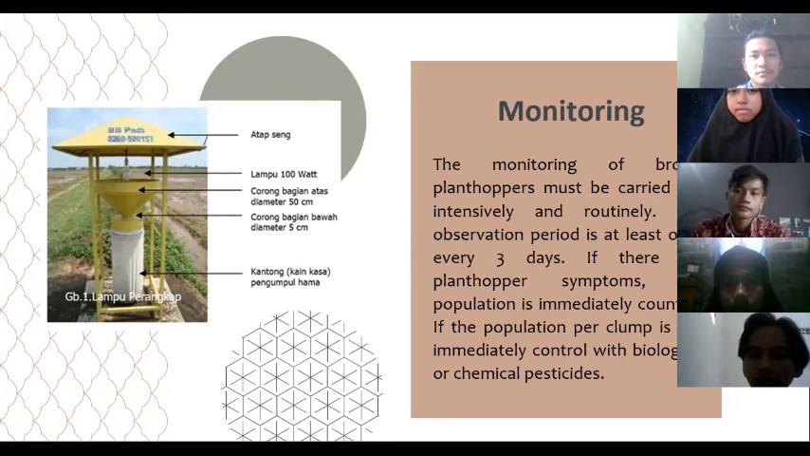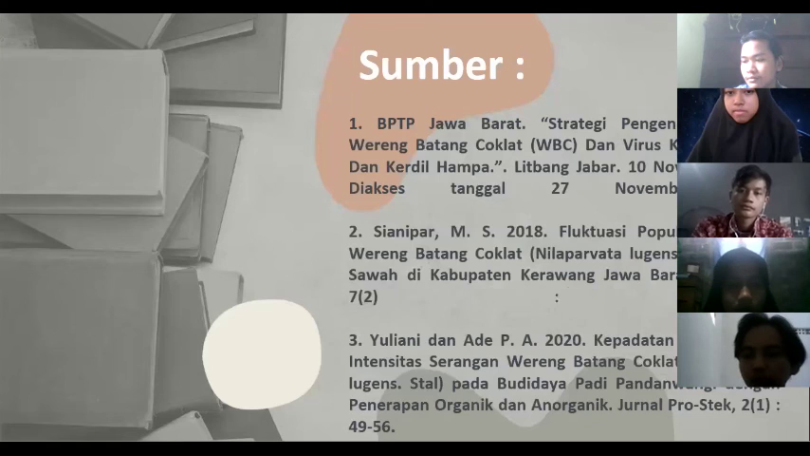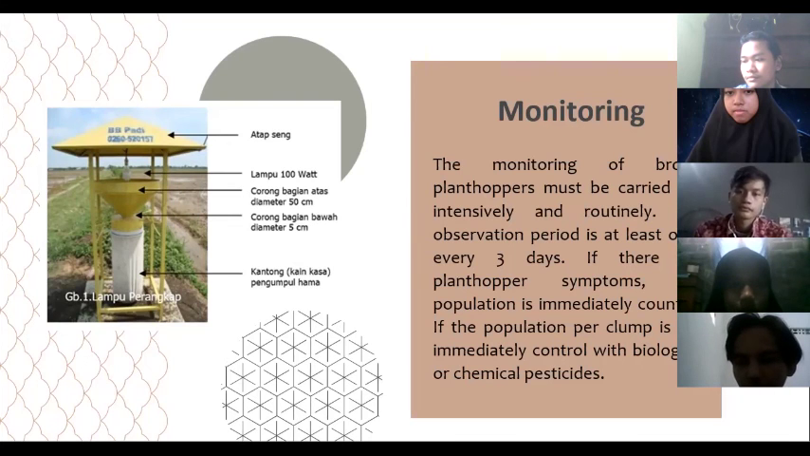The monitoring of brown planthopper must be carried out intensively and routinely. The observation period is at least once every 3 days. If there are planthopper symptoms, the population is immediately counted. If the population per clump is 7 till 9, immediately control with biological or chemical pesticide.